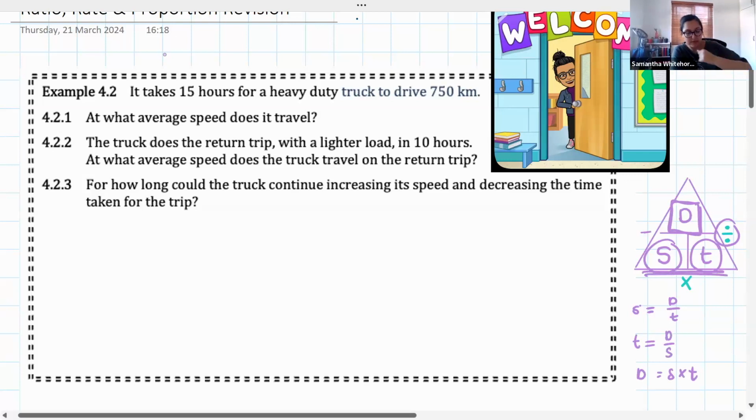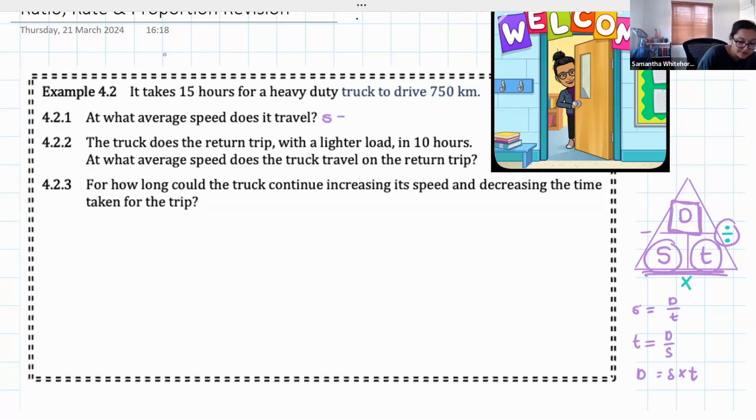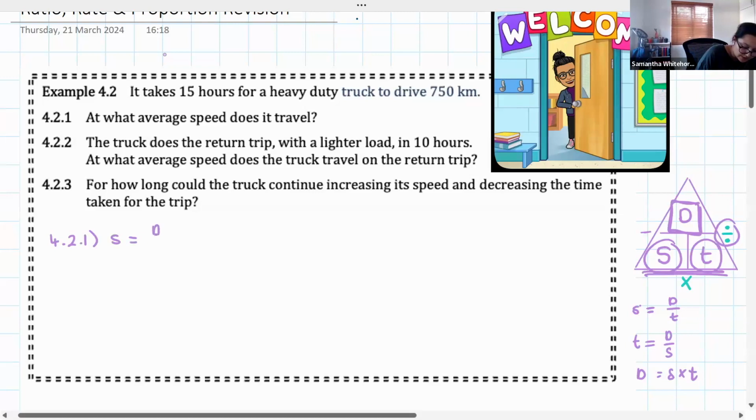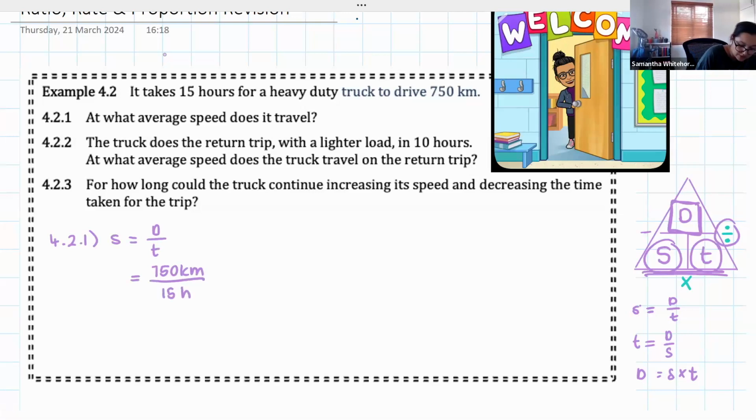All right, so I can see some answers already there on the chat. Let's have a look at the question. The question says, at what average speed does it travel? Now we know that speed is equal to distance over time. My pen's just being difficult, so we're just going to ignore it. So to find the answer to this first question, we take the distance that it traveled, which was 750 kilometers, and divide it by the amount of time it took, 15 hours.